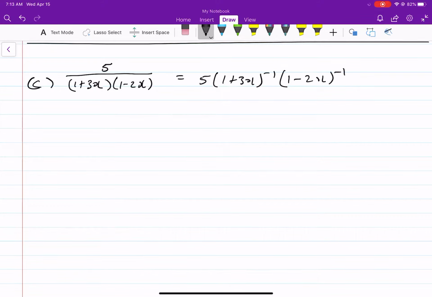And then I'll find the binomial. Notice each bracket has a 1 in front, 1 plus 3x and 1 minus 2x. So I can go directly and find the binomial series expansion for this, find the binomial series expansion for that, and then multiply the two series expansions and then multiply by 5. That's a reasonable way to do it. So let's check. I'll call this method 1.